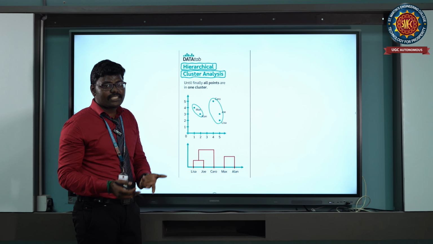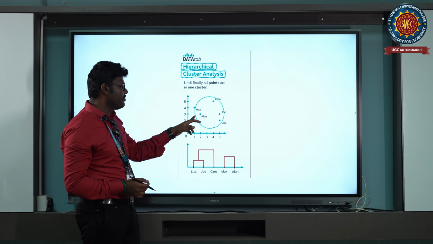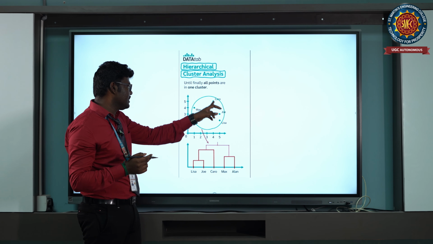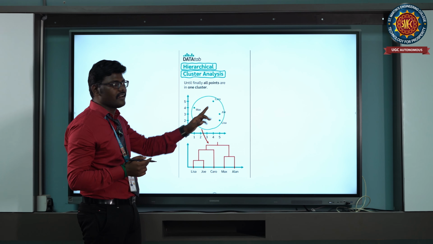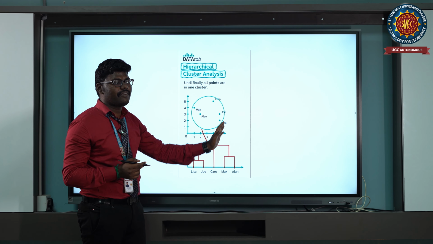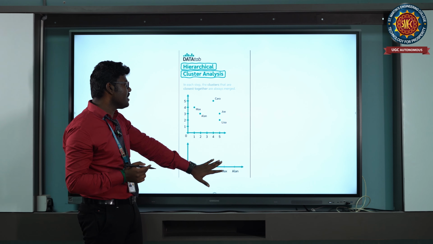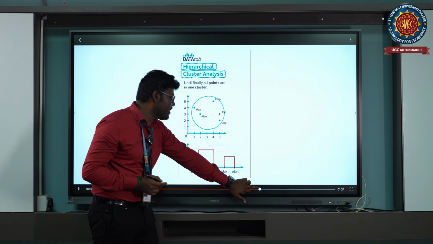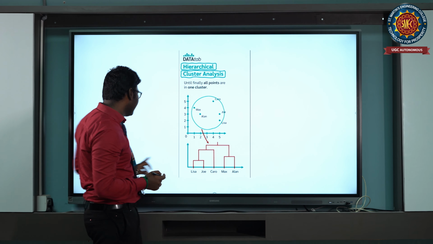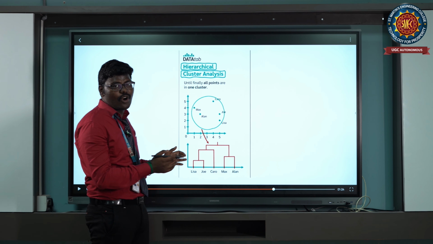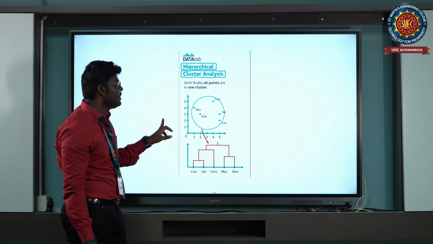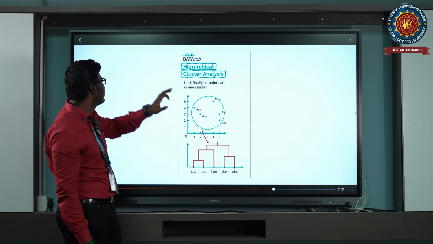In the next step we find which are closer together. Now Caro, Joe, Lizzo and Max, Alan. Until forming one cluster, we have to continue the process. Now we have completely formed one group and drawn the dendrogram. Finally we get the complete dendrogram diagram. So this is the process of the hierarchical method.